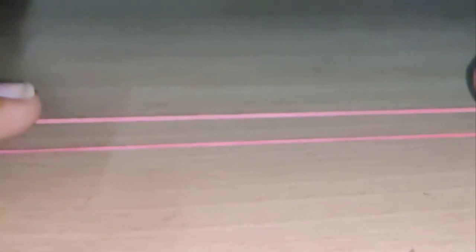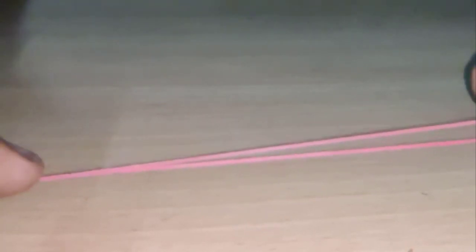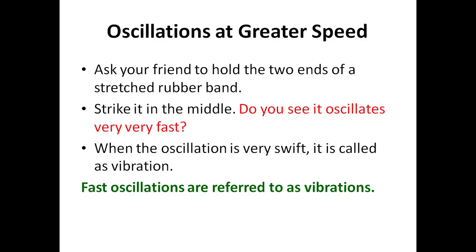Oscillations at greater speed. Ask your friend to hold the two ends of a stretched rubber band. Strike it in the middle. Do you see it oscillates very fast? When the oscillation is very swift, it is called vibration. Fast oscillations are referred to as vibrations.